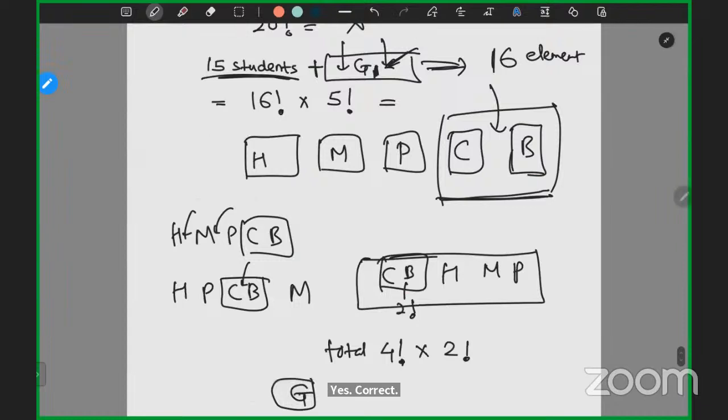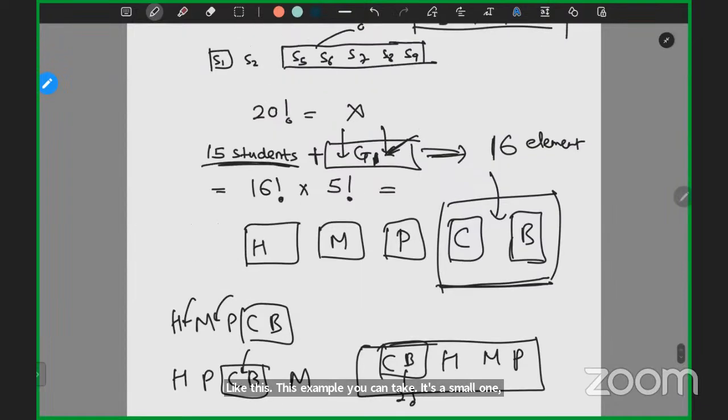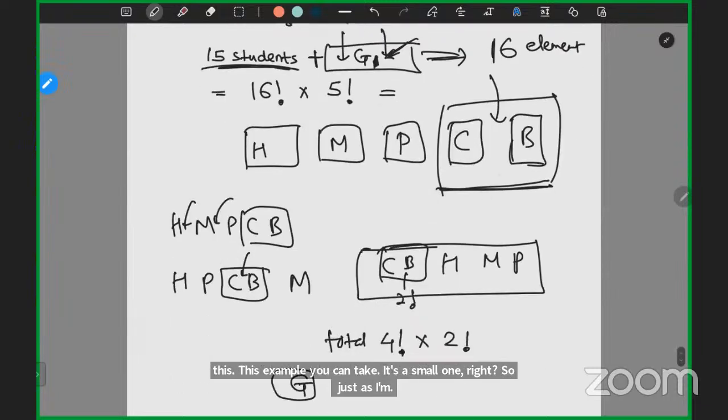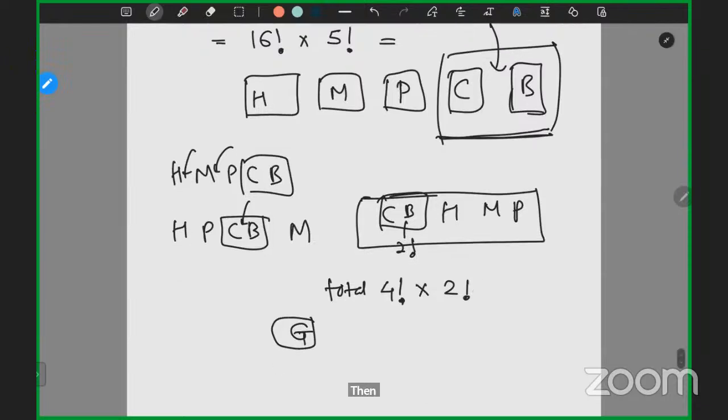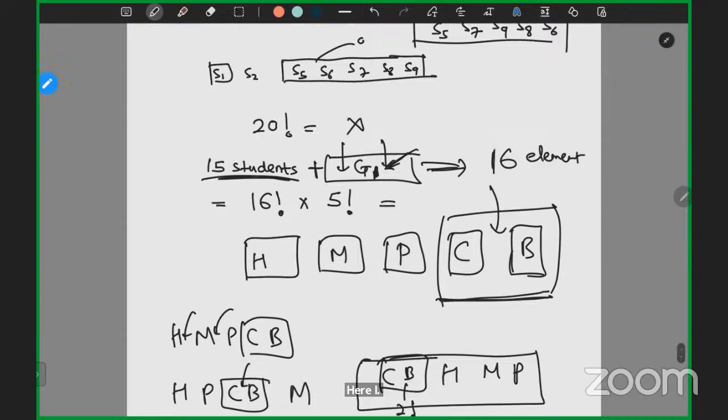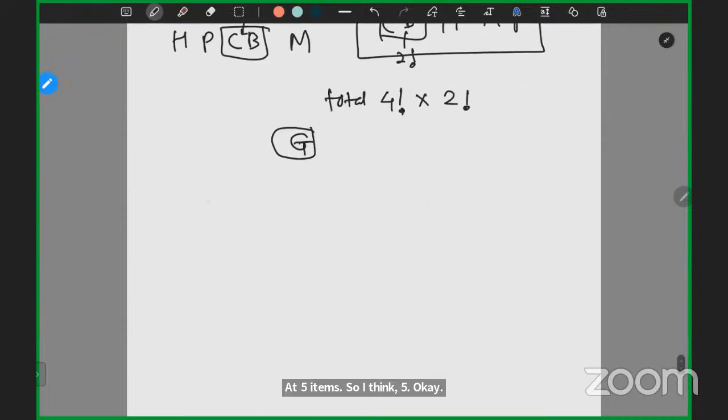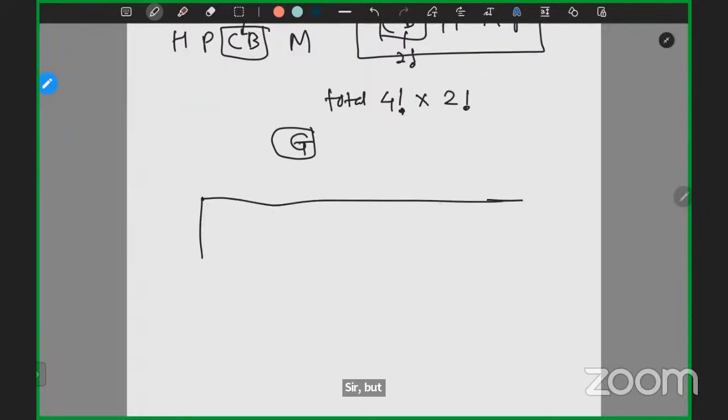Like this example, you can take it's a small one, so I'm just making it a bigger one. Keeping two here, that's like 3 plus 1, which is 4, and that's how this 4 came. Then these 2 can arrange themselves, so that's 2 factorial. Here I had 5 items, so I did 5. But I feel your generalized formula is also correct. It was pretty correct. Sir, but when there are two groups, then we can't use the formula. No, then see, the formula.